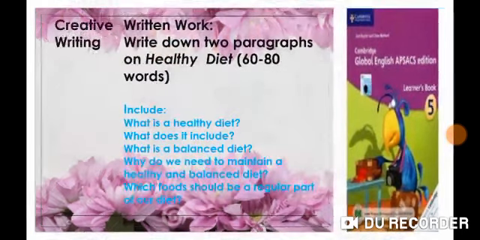With this information, you will be able to write these two paragraphs in about 60 to 80 words. And while you are writing the paragraph, you can use these guidelines. You can start with writing what is a healthy diet, then what does it include, what is a balanced diet, why do we need to maintain a healthy and balanced diet, and which foods contain certain vitamins, minerals, etc., and which foods should be a regular part of our diet.